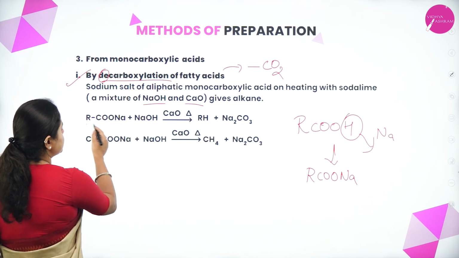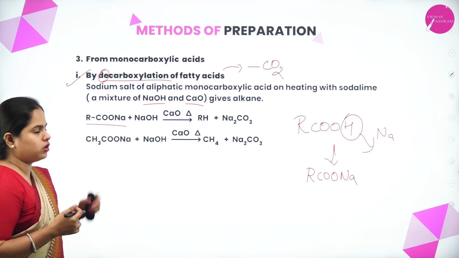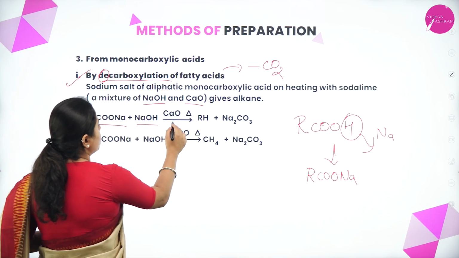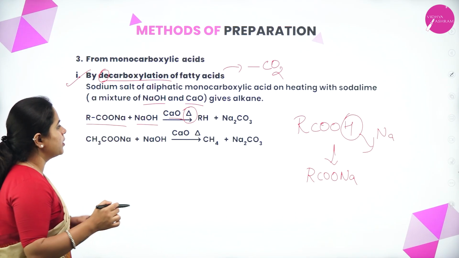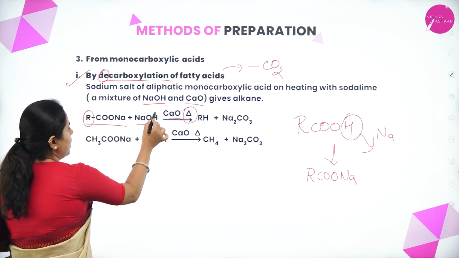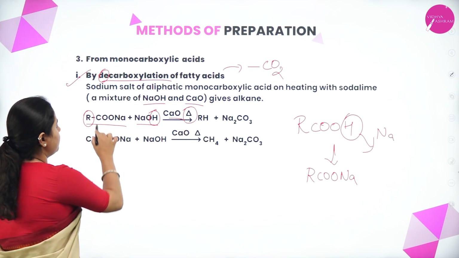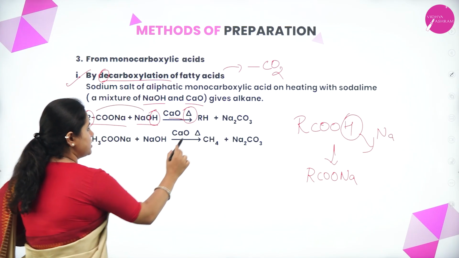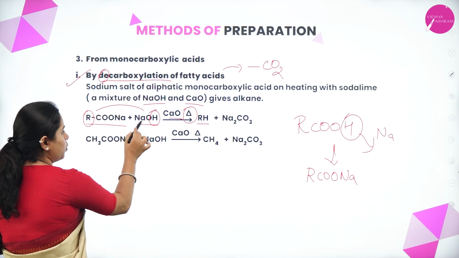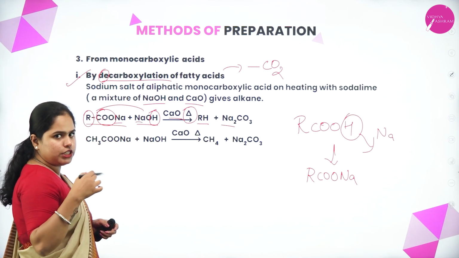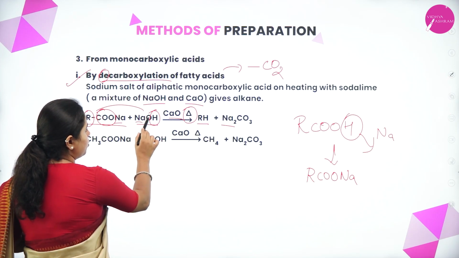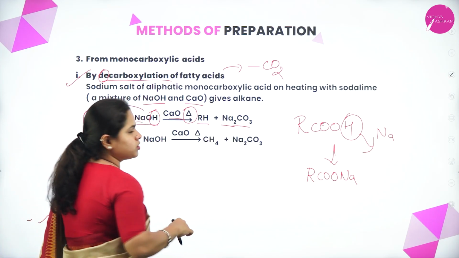So let's see, RCOONa. This is a sodium salt of carboxylic acid, which reacts with sodium hydroxide and calcium oxide, and this symbol stands for heating, right? So what happens here is this R and this H in sodium hydroxide will combine and form your alkane, that is RH. And what is left here? One Na here, two Na here, Na2, then COO here, which is removed, and that will combine with one more oxygen present here, and you will get Na2CO3.